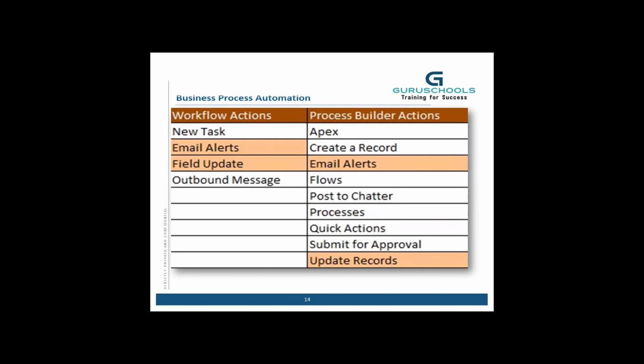For example, on one click there will be an email going to the particular customers, one email going to the particular manager. So we have two business process automation tools, like workflow actions. Workflow actions have a limitation, it has 4 actions to perform: new task, email alerts, field updates, outbound messages.